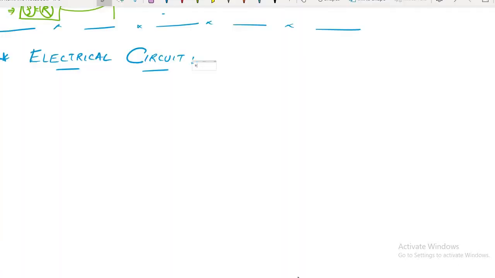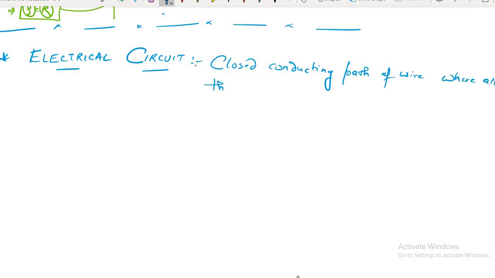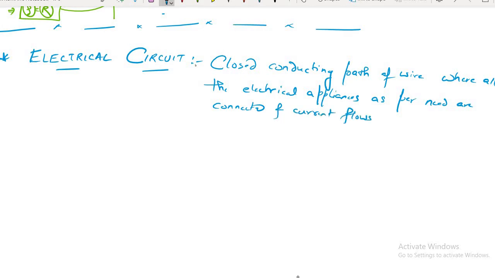Okay. Just see what I am trying to say. What is electric circuit? It is a closed conducting path of wires where all the electrical appliances as per need are connected and current flows through it. Current flows through.